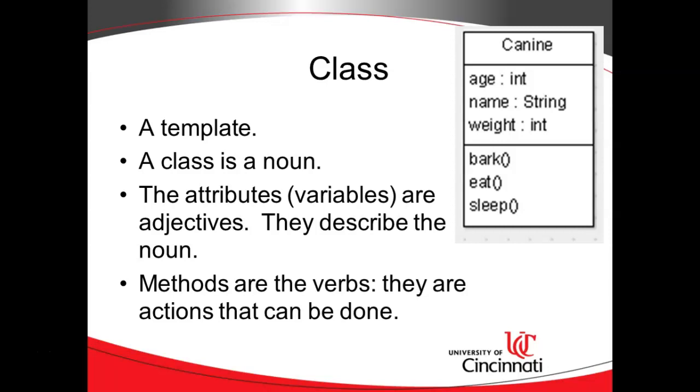And then we also have methods, which are the verbs, and those are the things that this noun, this class, can do. So a canine can bark, a canine can eat, a canine can sleep. Notice in this case, we're not giving the canine a name, we're not giving the canine an age, we're just setting up a template that will describe this canine.